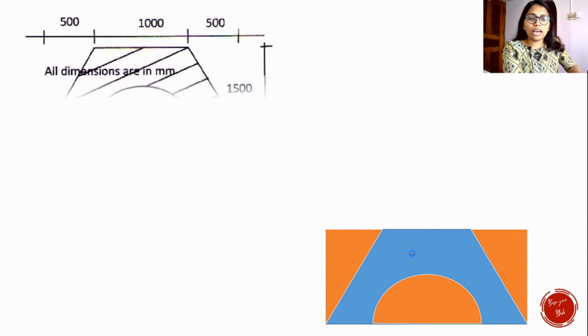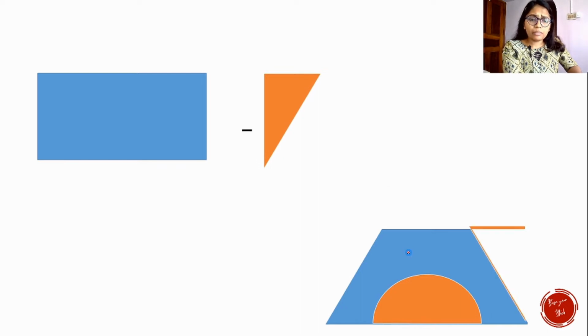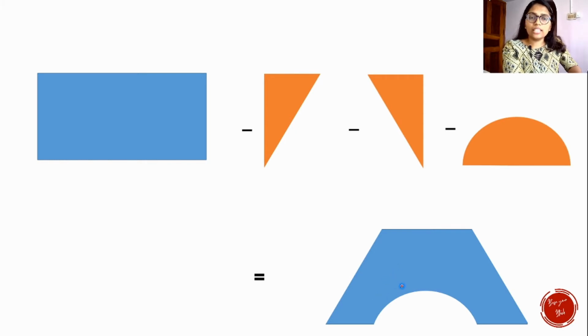So here we have a figure equation, that is rectangle minus a right triangle minus another one that is taken from the right side of the rectangle, also minus one semicircle from the bottom will give you the required shape. And our question is to find the moment of inertia of this particular shape about the centroidal axis.